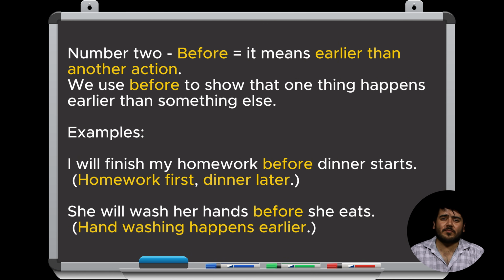Number 2, before. It means earlier than another action. We use before to show that one thing happens earlier than something else.